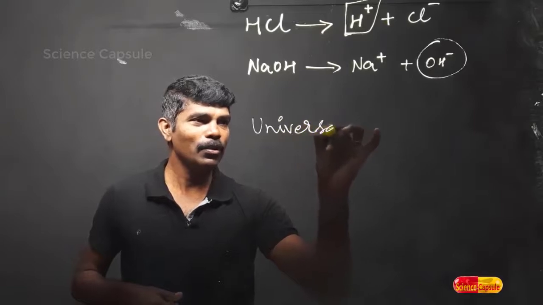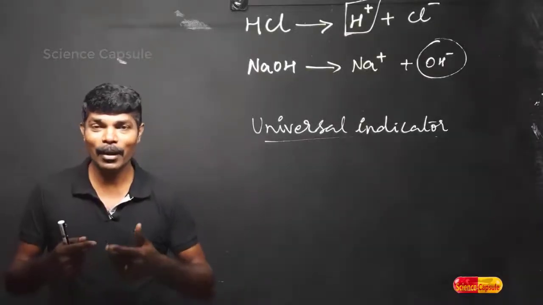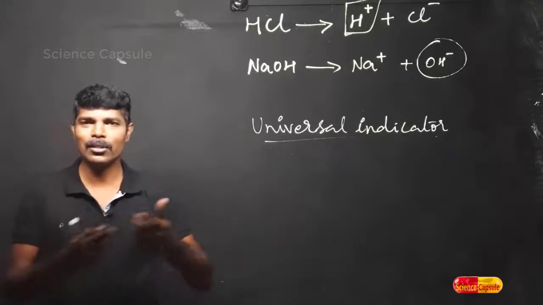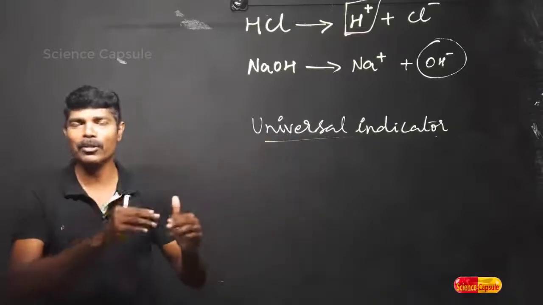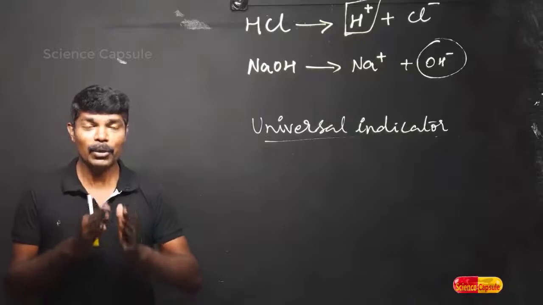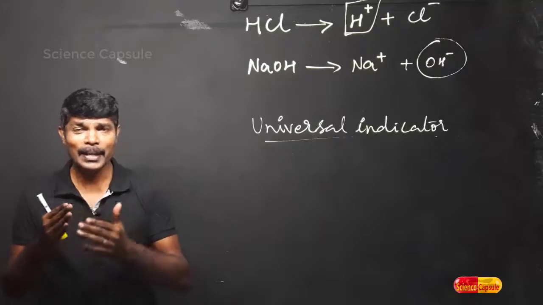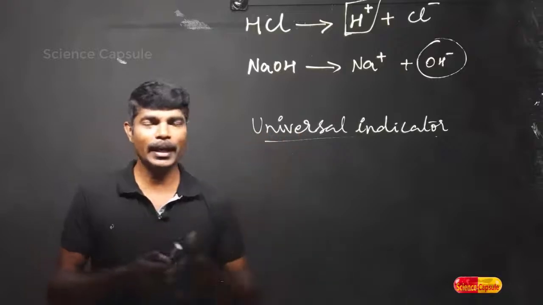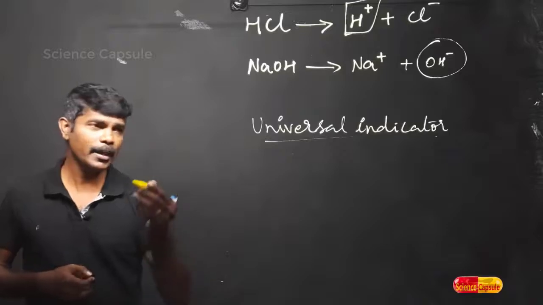So what is the purpose of this universal indicator? Dear students, we have already learned that when blue litmus changes into red, it is an acid, and when red litmus changes into blue, it is a base. Whereas the universal indicator is a mixture of several indicators. Depending upon the relative strength of hydrogen ion and hydroxyl ion, the indicator changes to a different color at a different value. So this universal indicator is based on the concentration of hydrogen ion.